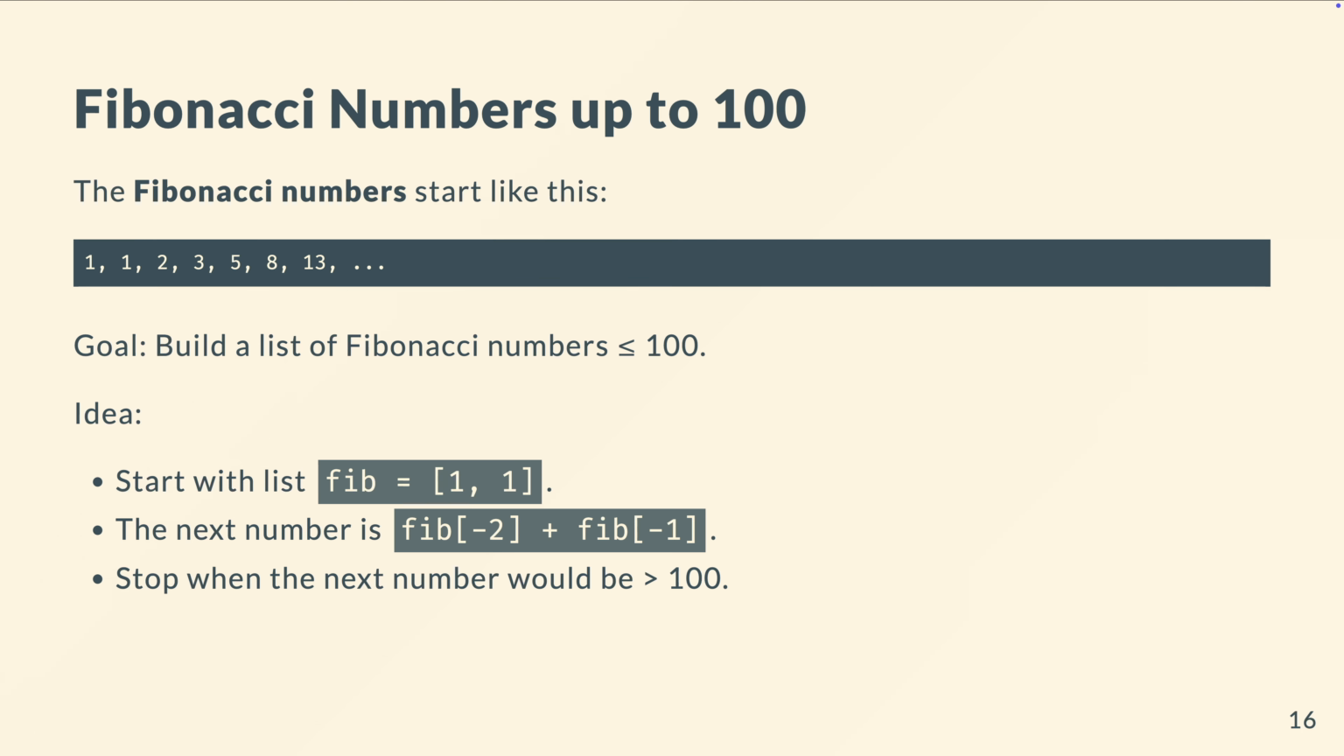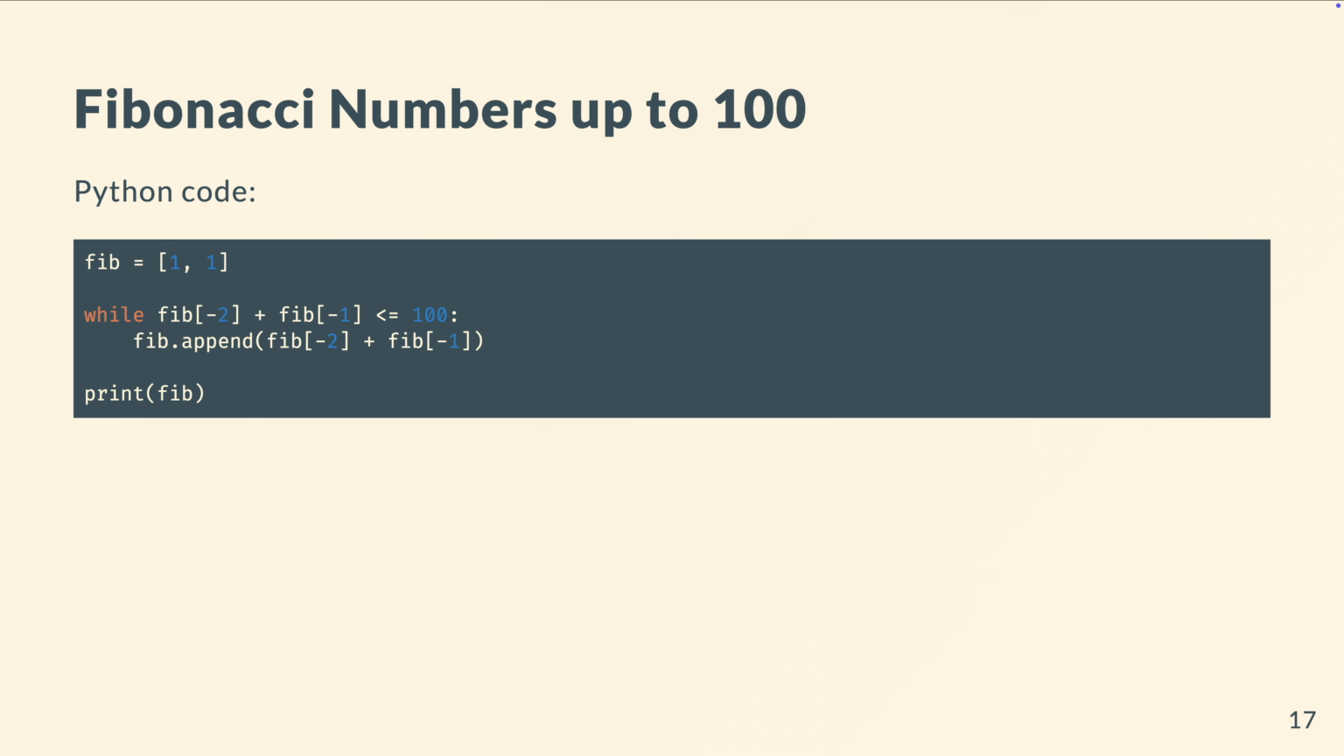To get the next Fibonacci number, we add the last two numbers. In Python list, negative indices mean counting from the back. So the next number is second to last plus last. We keep adding new numbers to the fib list. Stop when the next number would be greater than 100.